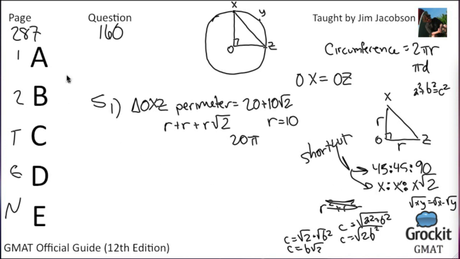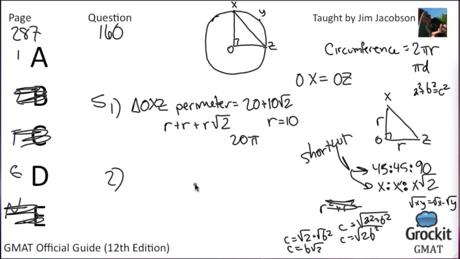Anyway, statement one is sufficient because from that we were able to figure out the circumference of the circle. Well, circumference is perimeter; we just call it something different for circles. So it's not statement two on its own, and it is not either of the statements that involve statement one being insufficient.